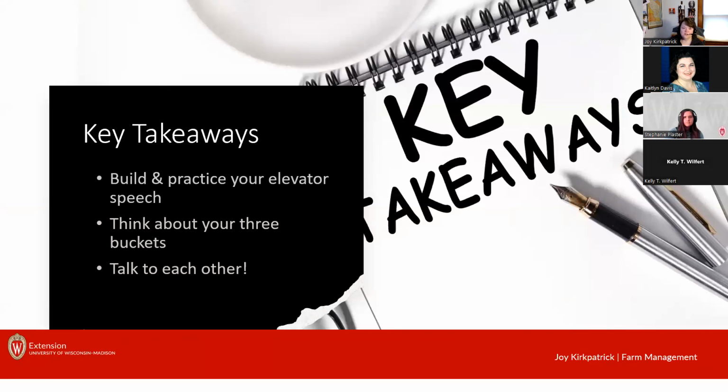What we want to talk about here, I'm going to hit the high points and just remind you what we've talked about. The key takeaways: build and practice your elevator speech. Think about your 3 buckets, right? Those retirement assets, the business assets, and inheritance assets. And then the other one is talk to each other.